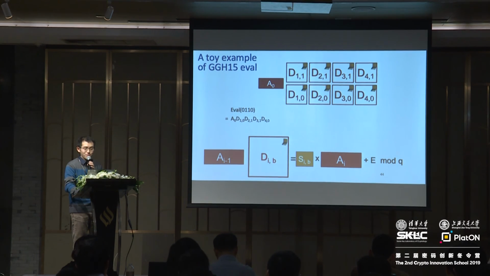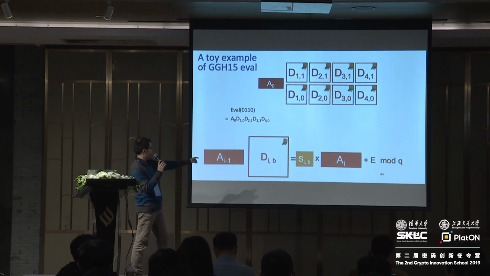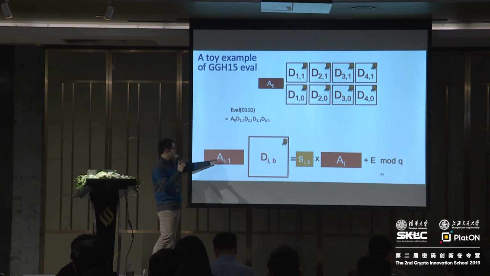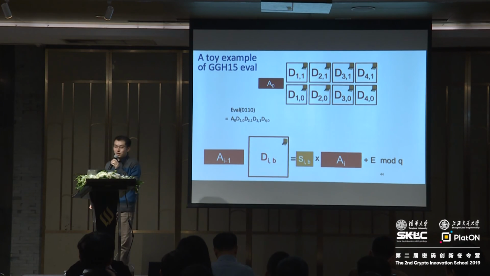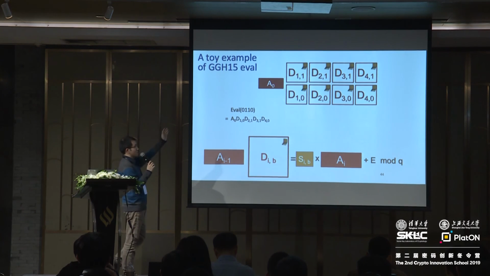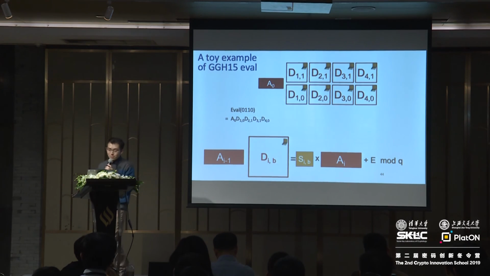So let me give you a brief example of a GGH15 evaluation with a longer chain. In this example, think about all the D as still sampled by the matrix A minus 1 using the trapdoor, and it's equal to S times A with the next matrix plus errors. So let's understand the functionality again. Suppose I want to evaluate this encoding on the input 0110, and let's see how the evaluation goes.